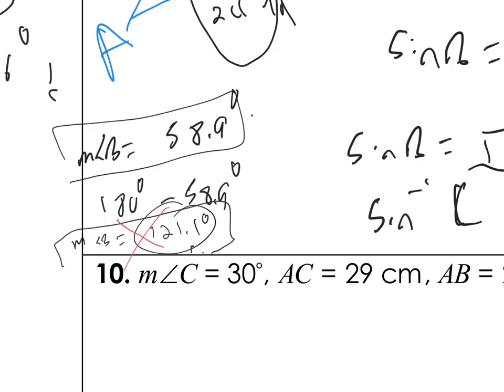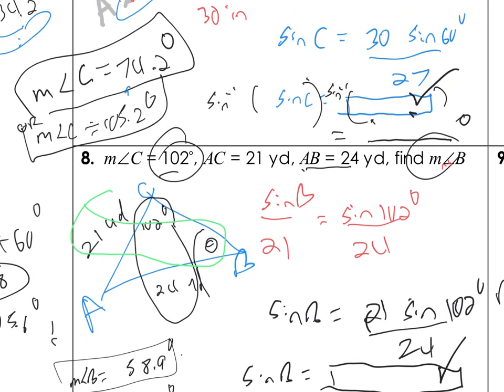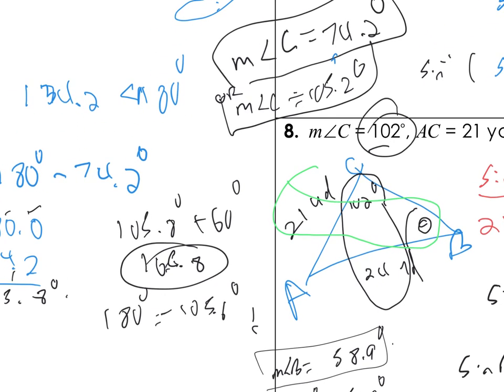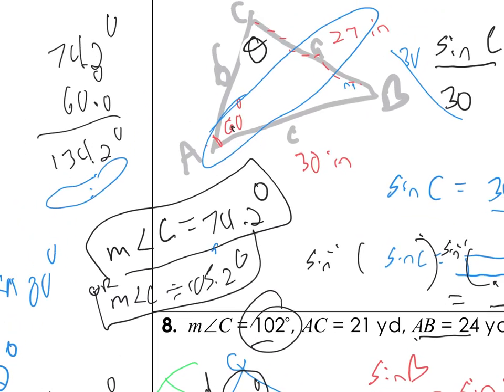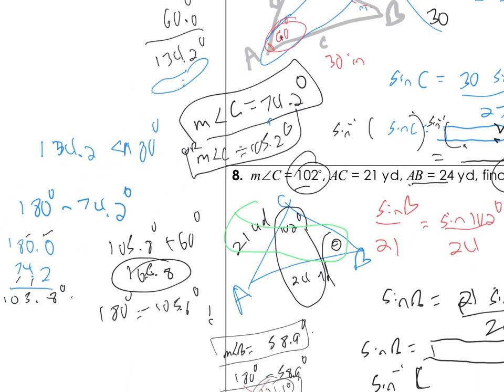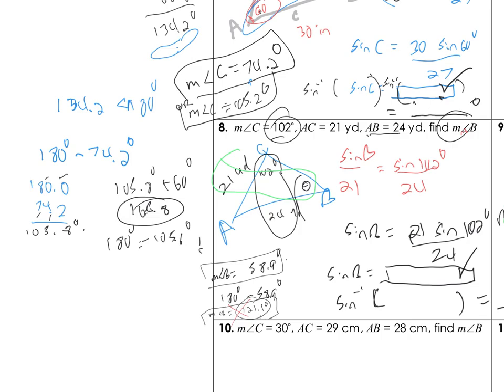Now, as I said on number 6, both worked out fine. One was obtuse, one was acute, but they both left room because the original angle they gave us was acute. So we had a lot of wiggle room to have two answers. Two different triangles could have been drawn.